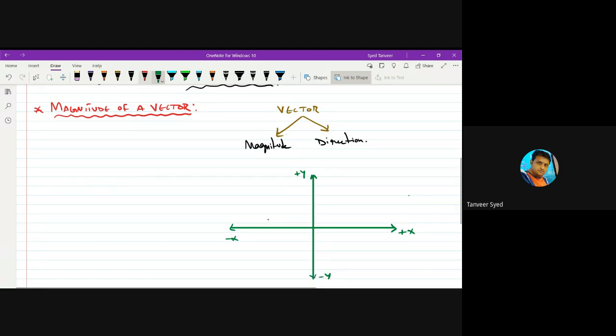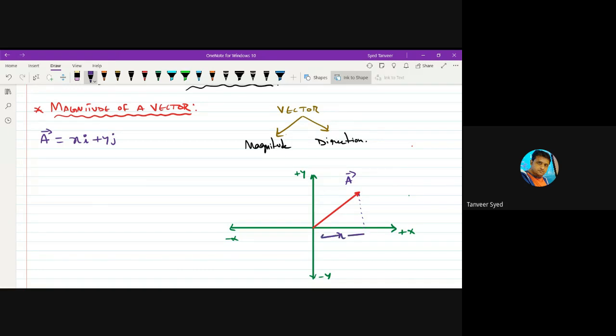I have a vector like this. This is one vector. I will call it vector A. How can I express vector A in component form? It has some value along the x direction, the i direction, and some value along the j direction. So I will write it as xi plus yj. That x is this.